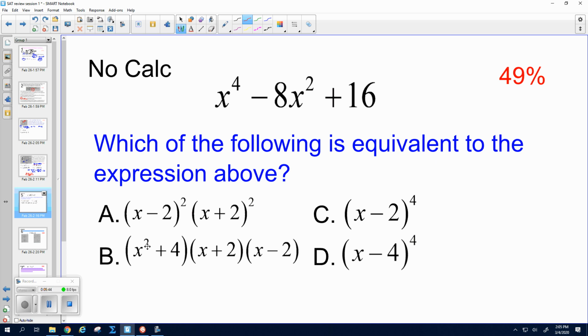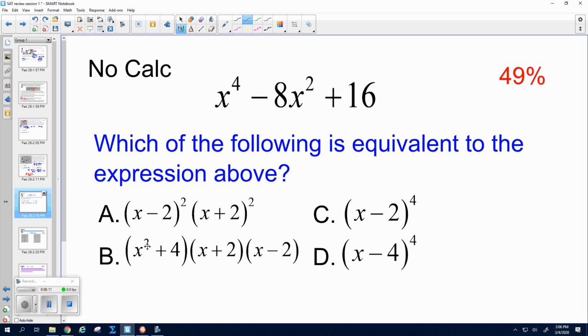All right, this one only 49% got correct. It is a factoring problem. It is no calc. If you've taken pre-calc, I know we did this in pre-calc. If you haven't, it's probably not familiar, but I think it's doable. This is one you could learn if you are in Algebra 2. It's not that much harder than what we do in Algebra 2. So you might want to review this before the SAT test. If they have something like this, I think you should be able to do it.